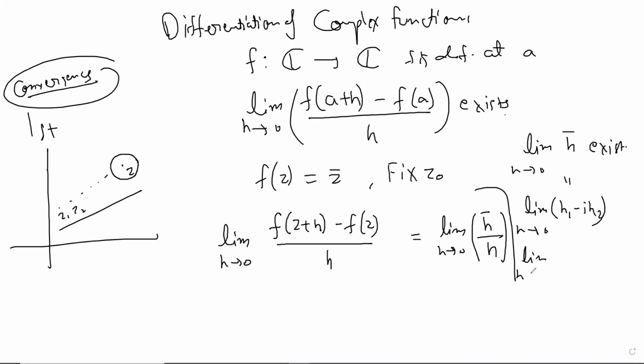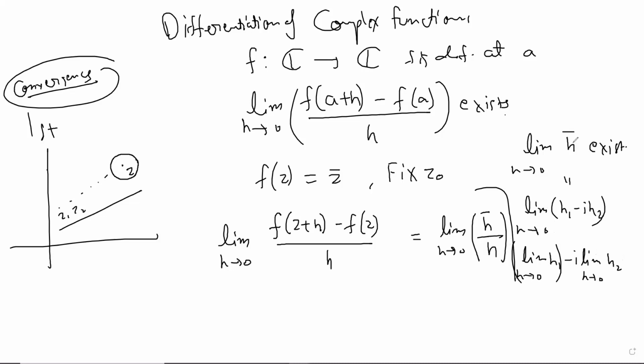Limit h tends to 0 of h1. h is h1 plus i h2, but when you are taking the limit of h1, the i h2 part doesn't matter, right? And especially when you are taking this one, here h1 doesn't matter, and obviously both of them go to 0. There is no problem.